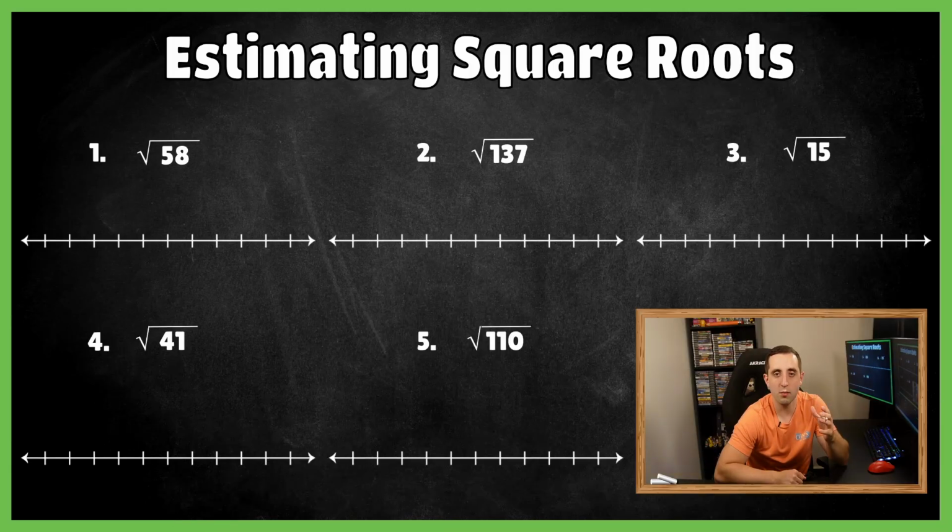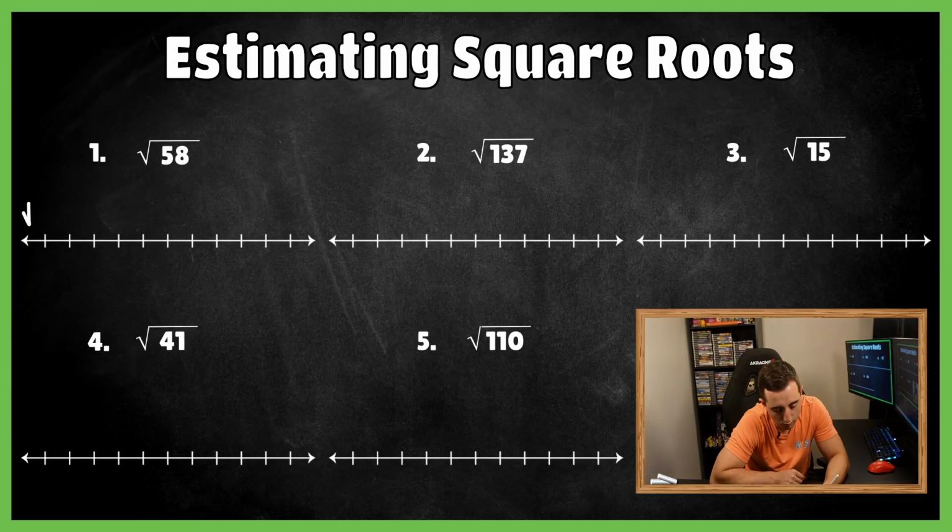In number 1, we have the non-perfect square root of 58. It's almost impossible to figure out, well, what number can you multiply by itself to give you 58 back, especially without the use of a calculator, which is where our perfect squares come into play. So the square root of 58 falls between the two perfect squares of 49 and 64. So we're going to place those on each end of the number line.